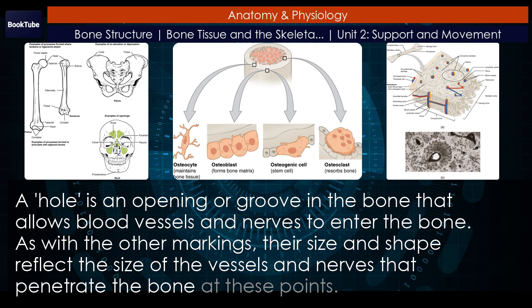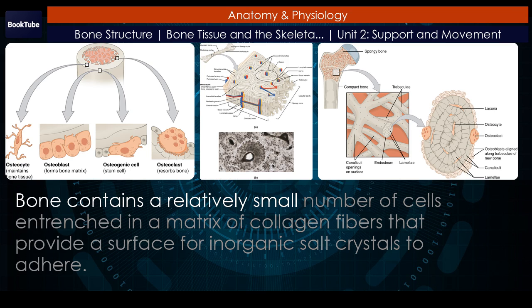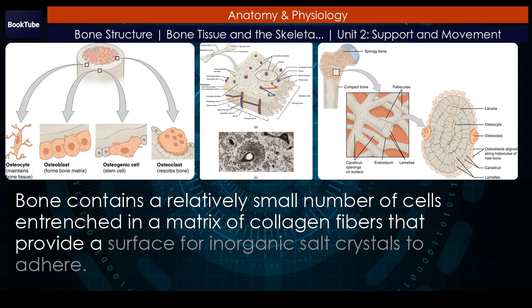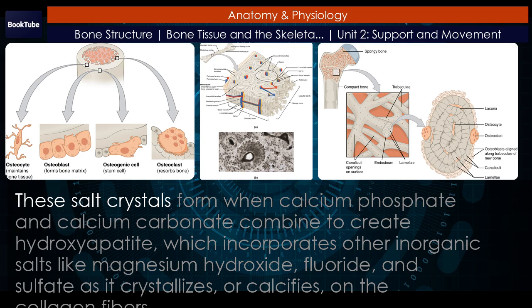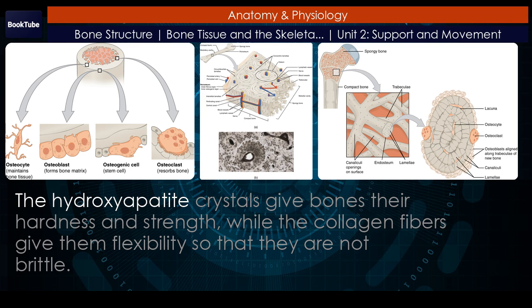Bone cells and tissue. Bone contains a relatively small number of cells entrenched in a matrix of collagen fibers that provide a surface for inorganic salt crystals to adhere. These salt crystals form when calcium phosphate and calcium carbonate combine to create hydroxyapatite, which incorporates other inorganic salts like magnesium hydroxide, fluoride, and sulfate as it crystallizes, or calcifies, on the collagen fibers. The hydroxyapatite crystals give bones their hardness and strength.